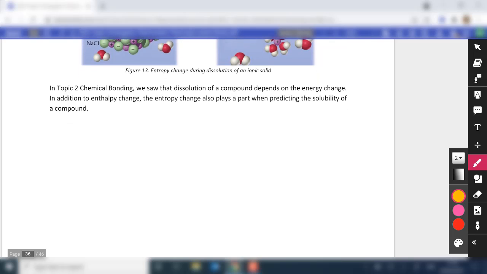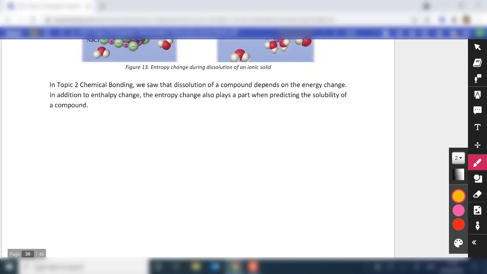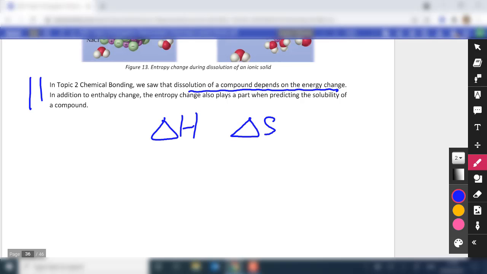So maybe we will bring you back a little bit to chapter 2, Topic 2, where we said that the dissolution of a compound depends on the energy change. Maybe I won't say we want to correct ourselves, but now you need to know that there is another factor that can predict whether a compound is soluble. That is delta S. So we actually need both delta H and delta S to help us predict whether a solid is soluble or not soluble.